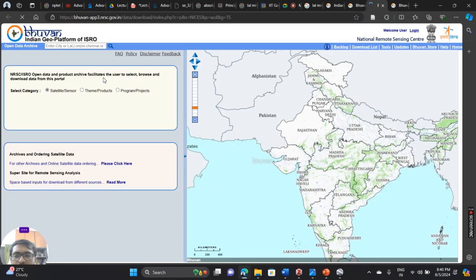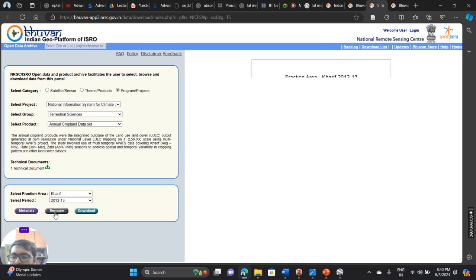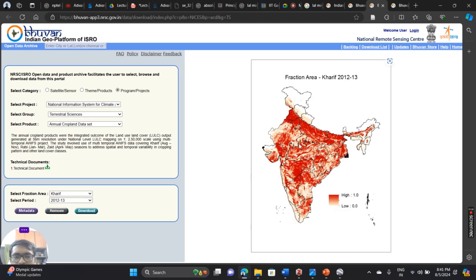Let's say we will see this annual crop datasets. You have to select the fraction. Let's say we want to see fallow crop, or let's say kharif crop. Then you have to select a period. Let's say we select 2012-13, and I will click on view. It will generate an image of India showing the fractional area of kharif crop between 2012 and 13, and you can download this map from here.